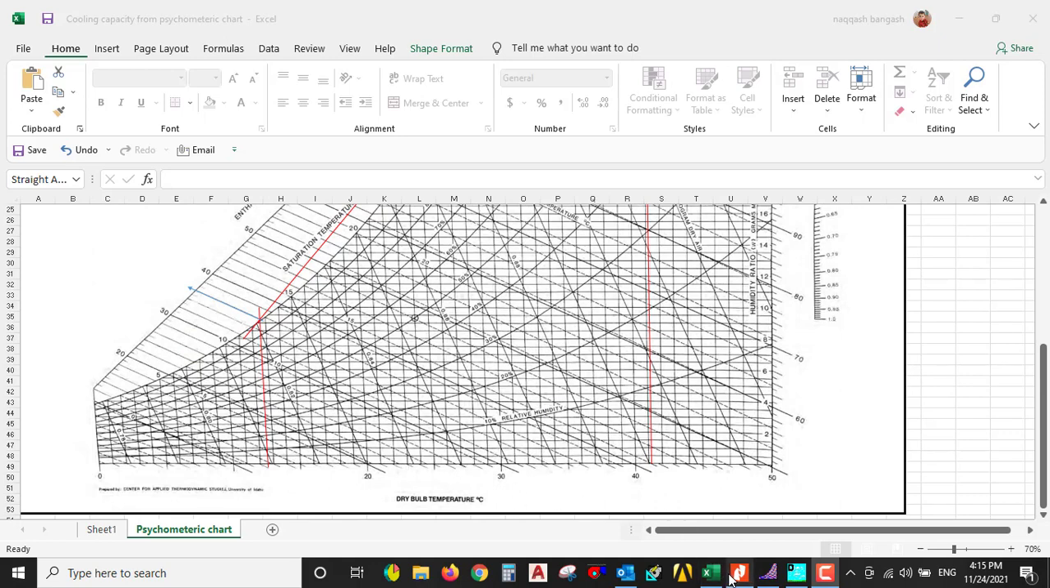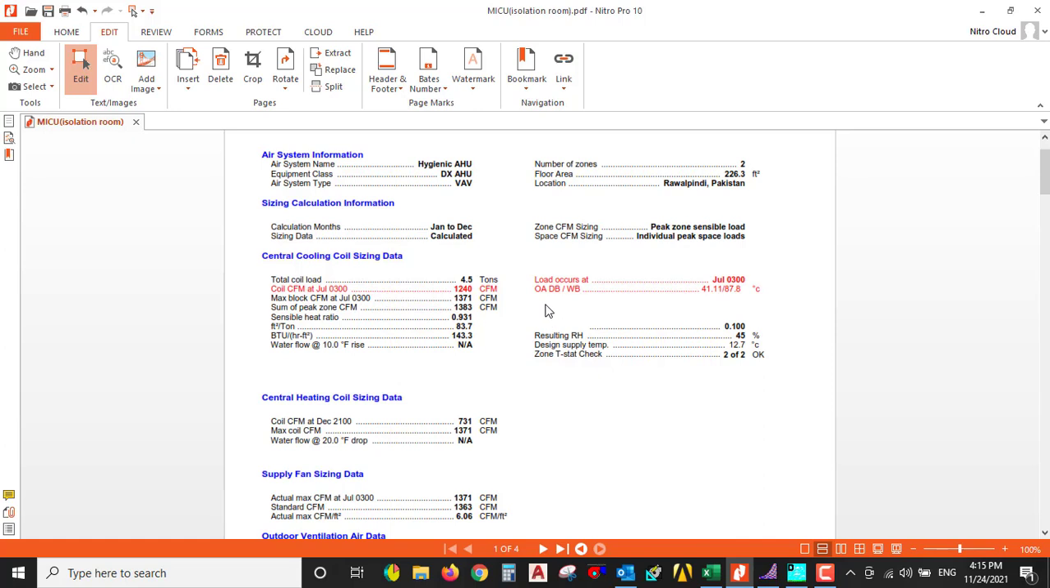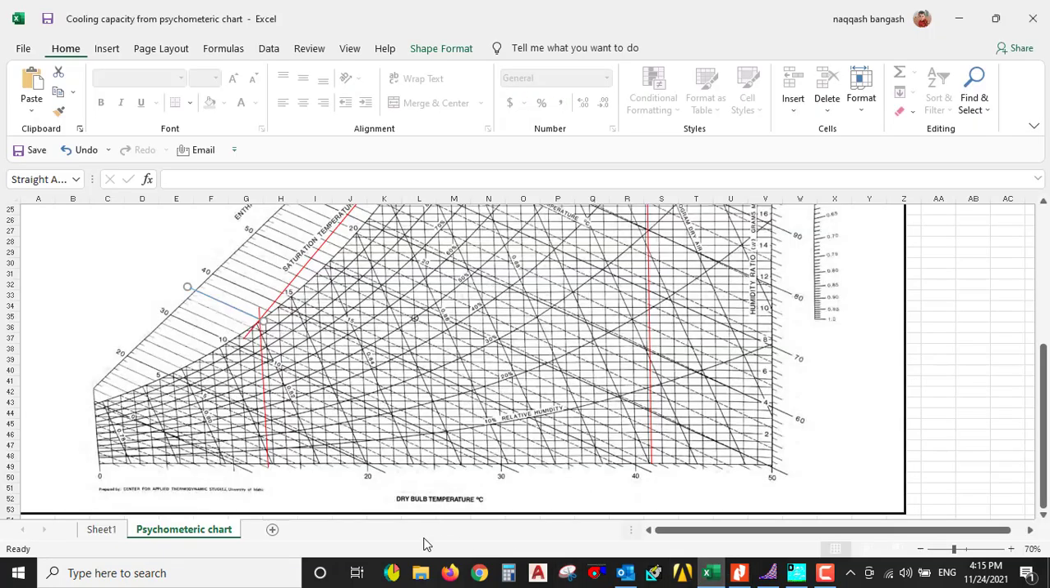So here we have one case in which the outdoor air dry bulb temperature is 41.11 centigrade and wet bulb temperature is 87.8 centigrade, and the design airflow is 1240 CFM, and we have to supply air from 41.11 centigrade to 12.7 centigrade to maintain a 24 Celsius temperature in the room. So we will start from a psychrometric chart.